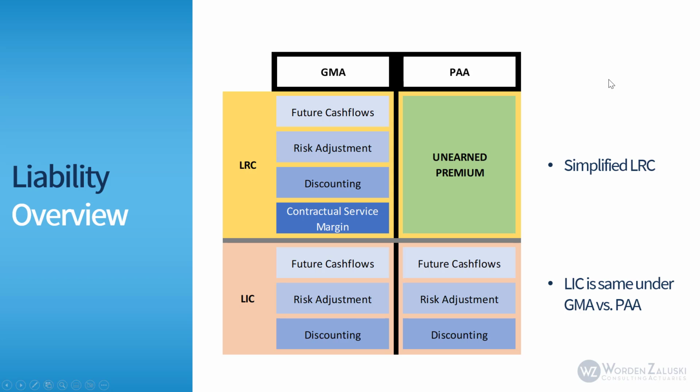Under the PAA, it's a simplified version of the LRC. And under the PAA, the LRC is equal to our unearned premium. The key difference between IFRS 4 and 17 is the definition of those premiums. Under IFRS 4, it was premiums written, and under IFRS 17, it's premiums received and earned, or unearned. Under the LIC, liability for incurred claims, the two approaches are the same. So it's the same under the GMA and PAA. It's our present value of our future cash flows and our risk adjustment with no CSM.